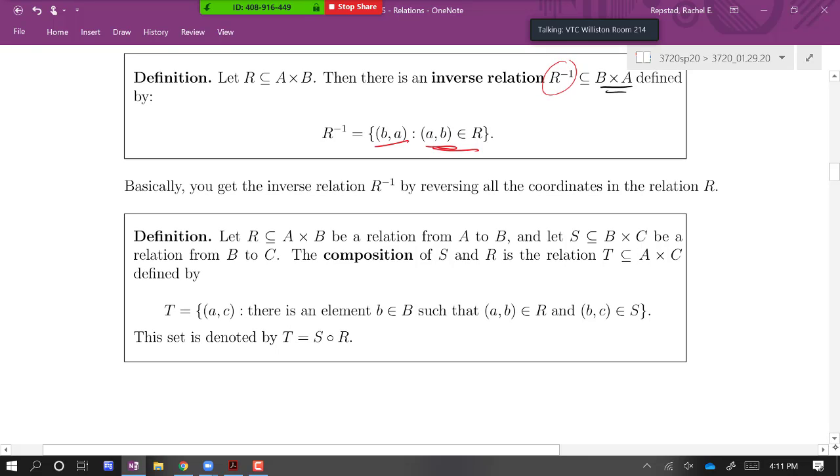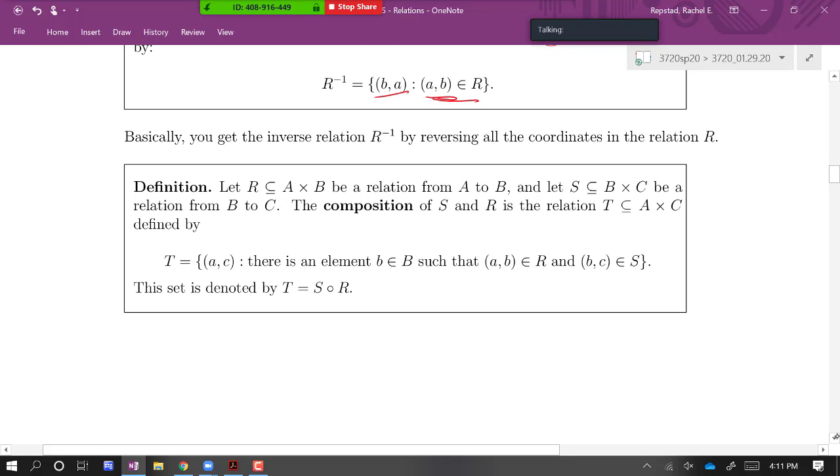If I have a couple of relations, say a relation R from A to B, and another relation S from B to C, then I can find their composition. I can mush those two relations together and get a relation from A to C. Finding a composition is trying to leapfrog your way from one set to another with the elements of B that are in the range of one relation and also in the domain of the other relation, connecting them together.